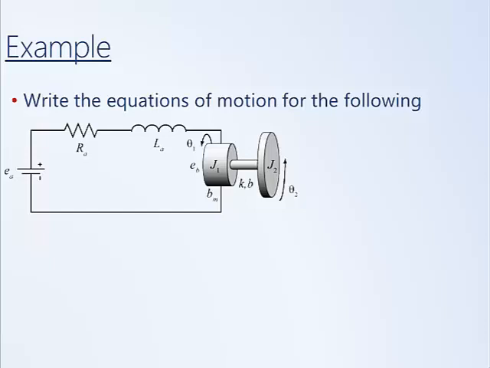It turns out we're going to need 3 equations. One equation for the electrical circuit and one each for the 2 rotational inertias. Starting off, we'll generate the equation of motion for the electrical part of the system, the circuit.